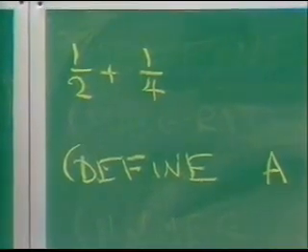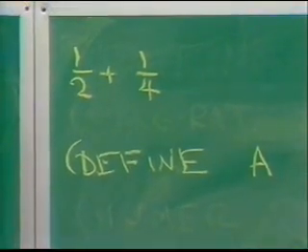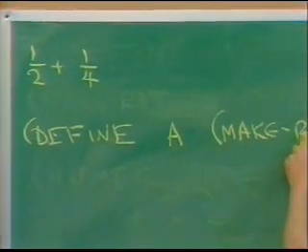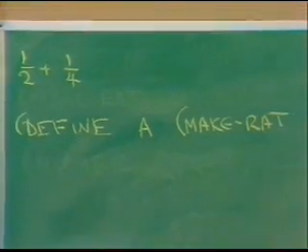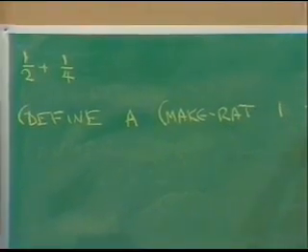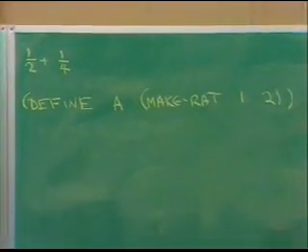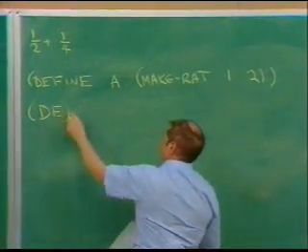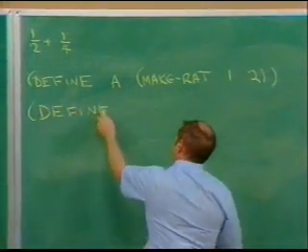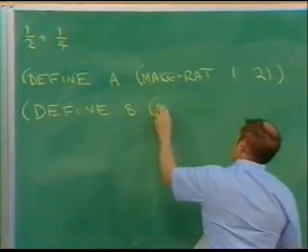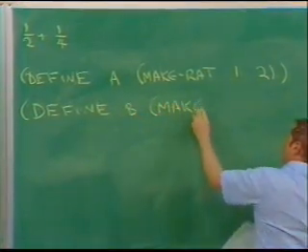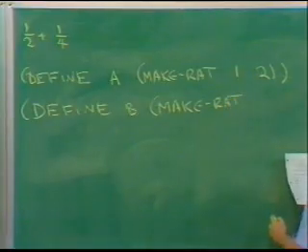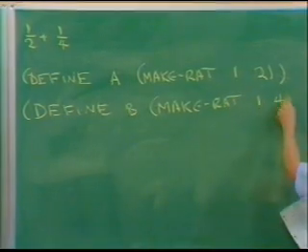Well, the way I'd use that is I'd say, maybe define A. I have to make a 1/2. Well, that's a rational number with numerator 1 and denominator 2. So A will be make rat of 1 and 2. And then I'll construct the 1/4. I'll say define B to be make rat of 1 and 4.